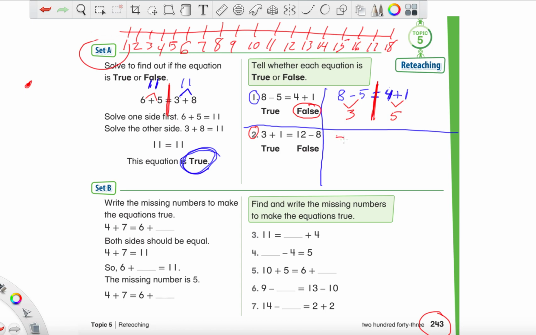So my first step, I'm going to rewrite this over here so we have some workspace. If you need the workspace, I recommend absolutely doing the same thing. 3 plus 1 equals 12 minus 8. Okay, and this step you don't have to do, but I really like drawing a fence down the middle. Now go ahead and give this one a try. Remember, you have to solve each side separately.